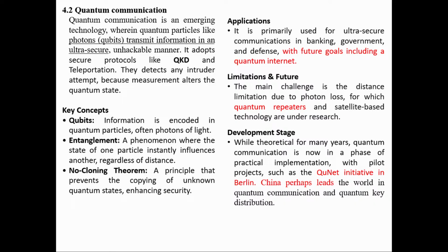Okay. Then applications. Not only that, we have future goals including a quantum internet. So that is also possible. But for that we need some quantum repeaters, and satellite-based technology is needed, which is going on actually. And this QNet initiative has already been done in Berlin, and pilot projects have been started. China is also spending a lot of money for this safe communication. So perhaps it may lead the world in the near future.